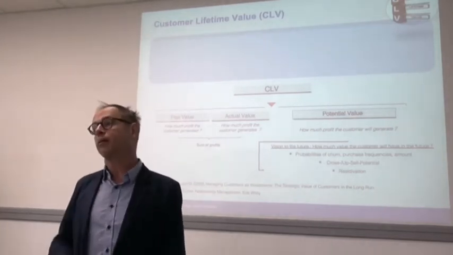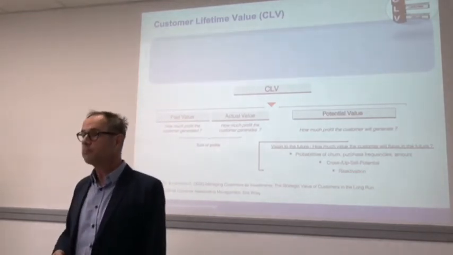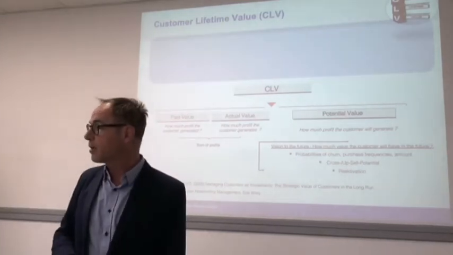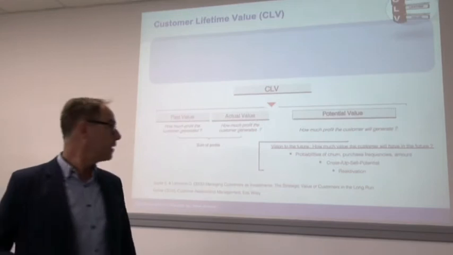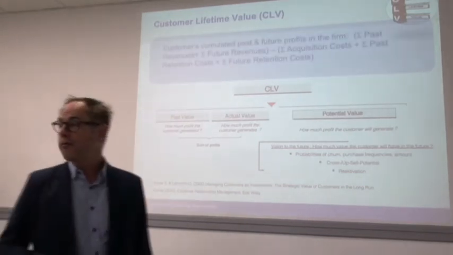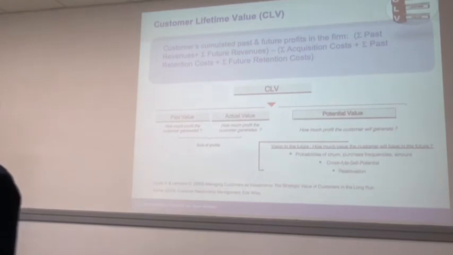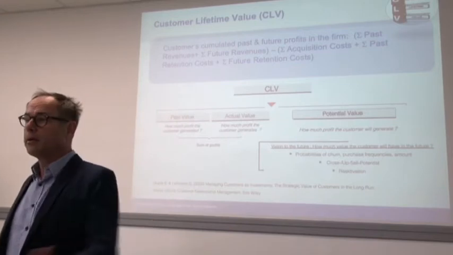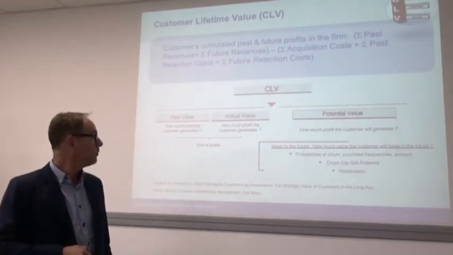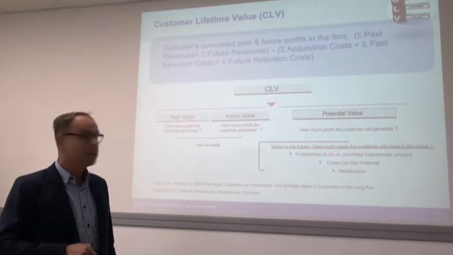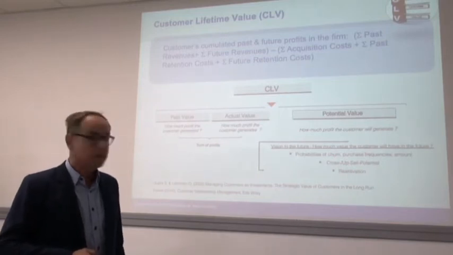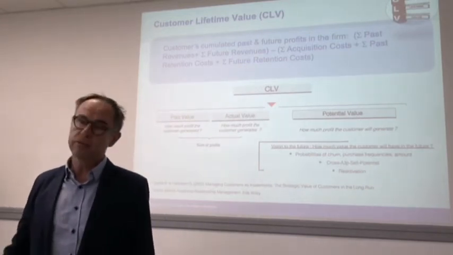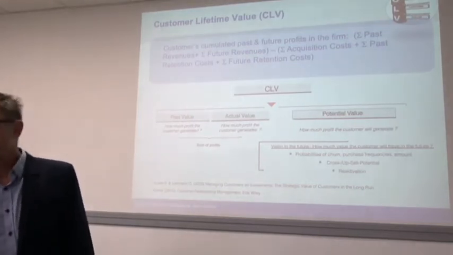We have to integrate also cross and upselling potentials, and reactivation. There might also be customers that reappear. And all this cannot be controlled. That is why you need a sophisticated statistical model. You need statisticians or econometric modelers, kind of regression modeling, to calculate probabilities that the customer is still active or reactivated, in order to see what is the probability of churn, what is the probability of purchase frequencies, what is the probability of evolution of the market. All this you integrate. And what is the cross-selling and upselling potential?